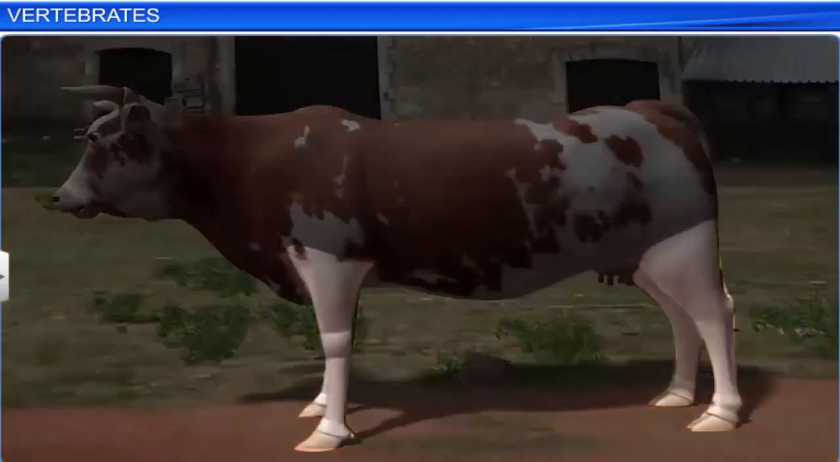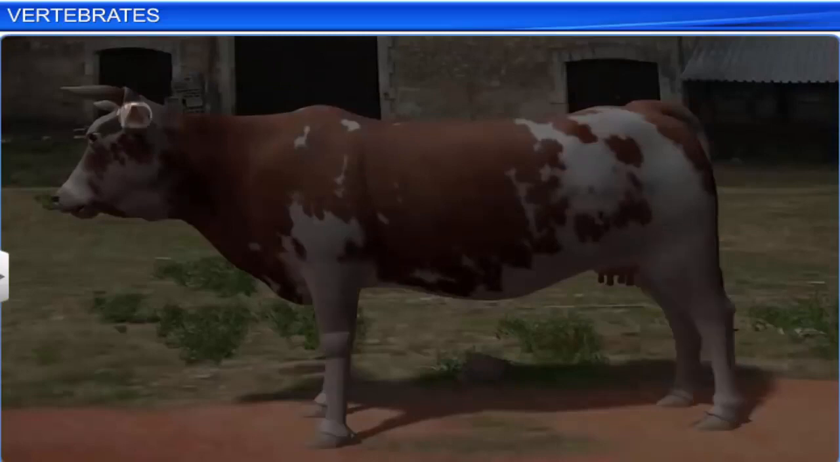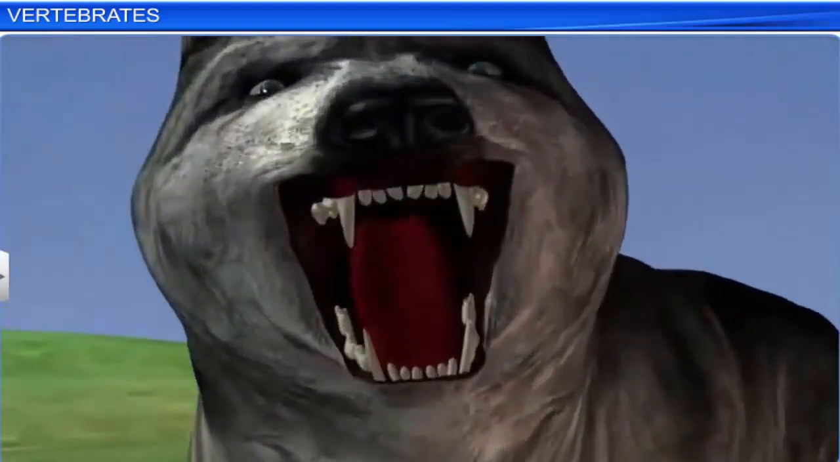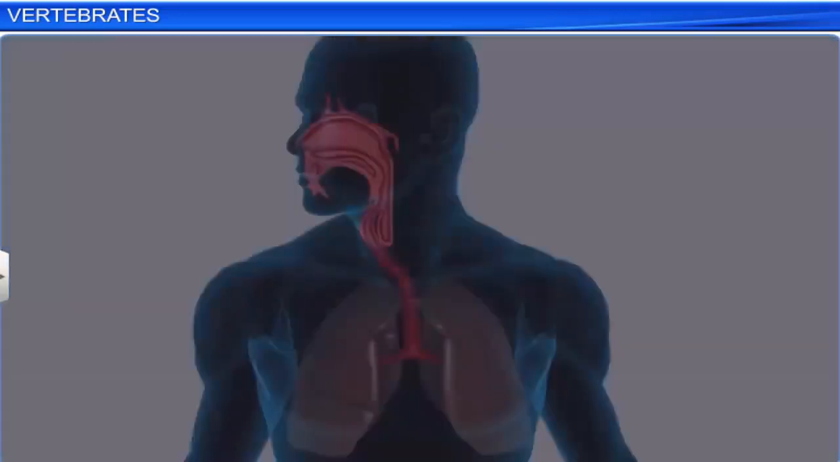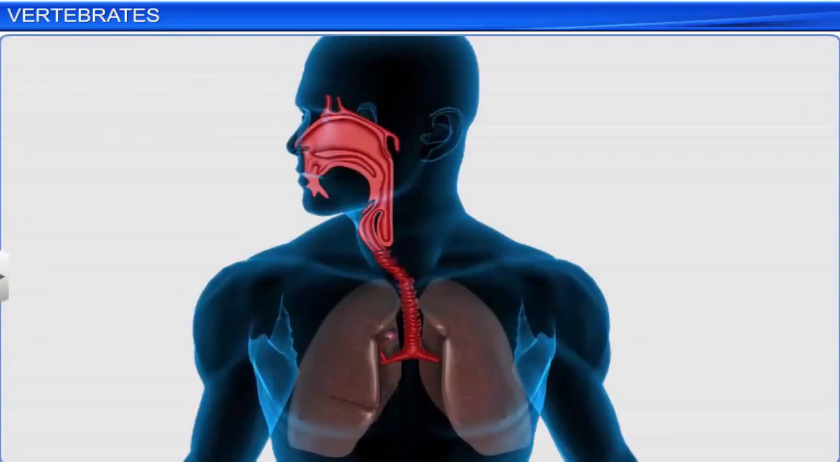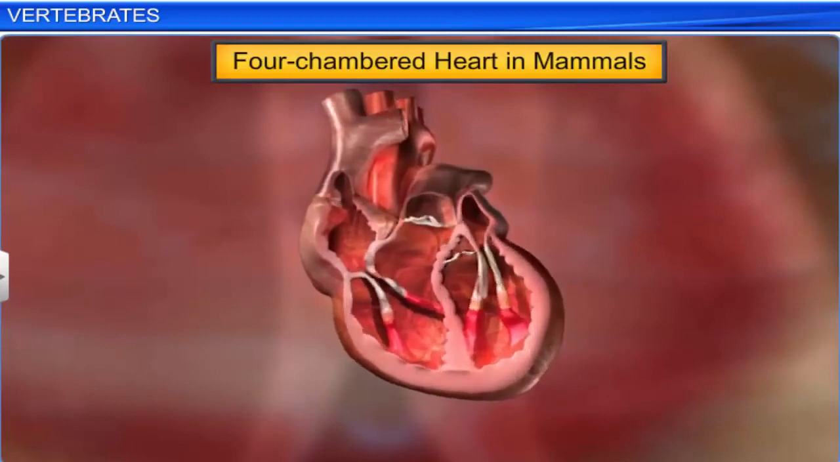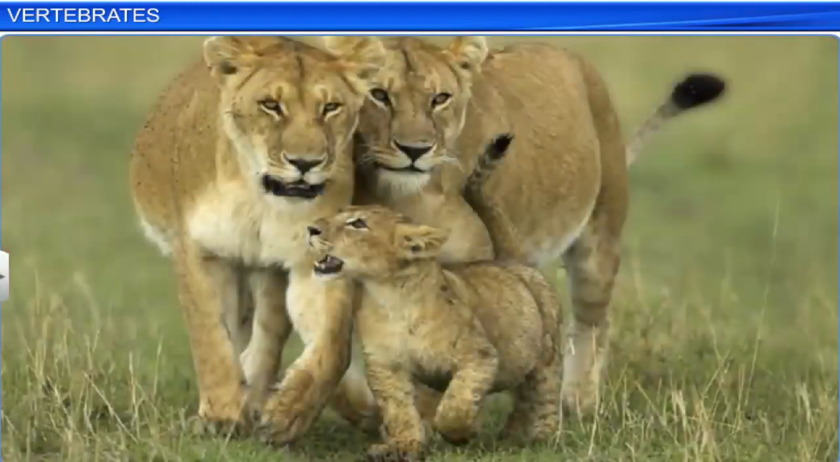They also have 2 pairs of limbs and 1 pair of external ears or pinnae, along with different types of teeth to tear, bite, cut, and crush. Mammals respire through lungs. They are warm-blooded and have a 4-chambered heart. In mammals, the sexes are separate and fertilization is internal.